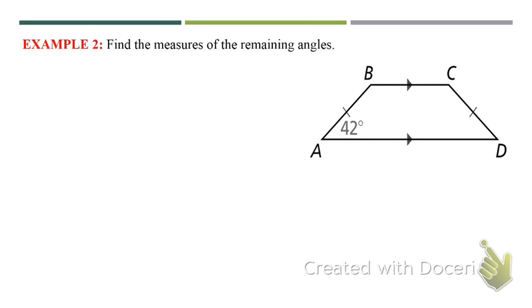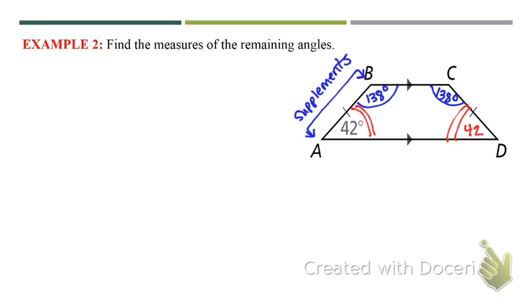Find the measure of the remaining angles. So you can see that it is isosceles. So we know that angles D are congruent, and that is 42. We also know that those are parallel, so they are supplementary angles. So you can find that as 138, as well as angle C is 138.